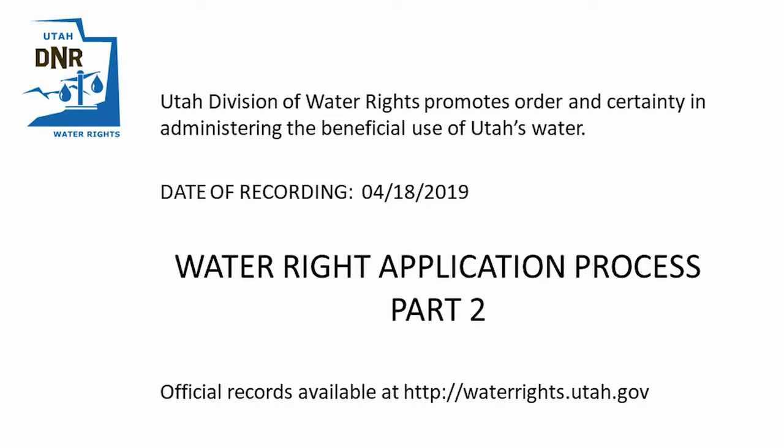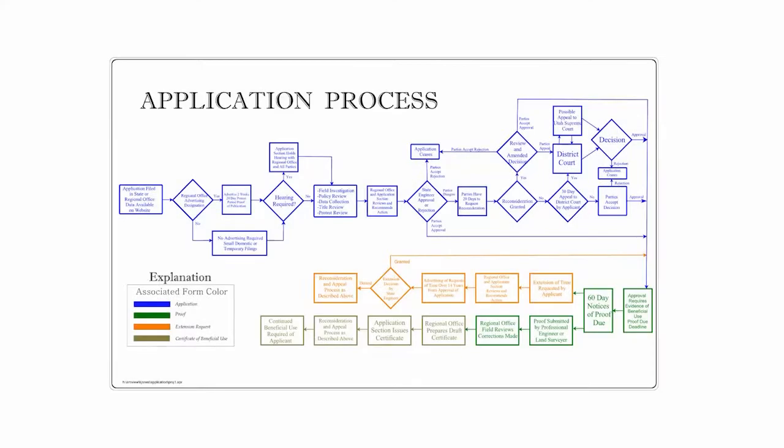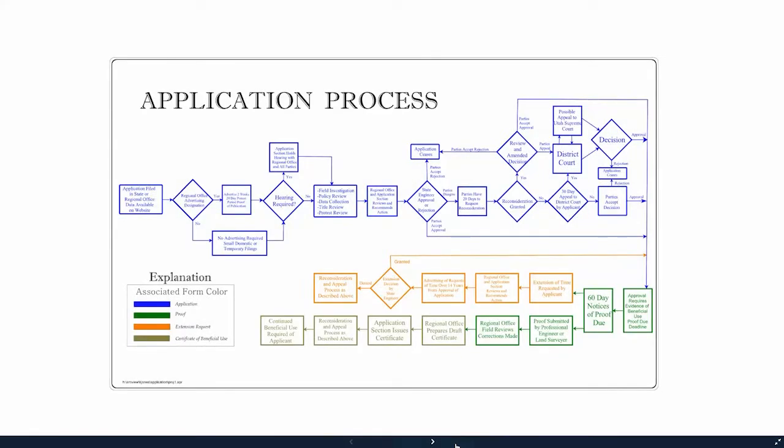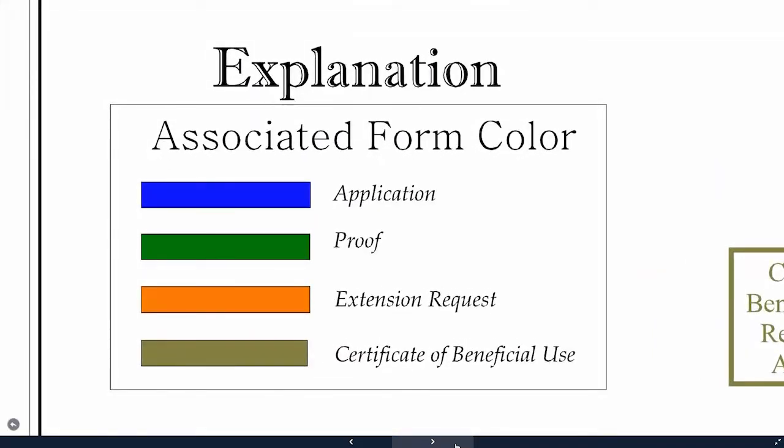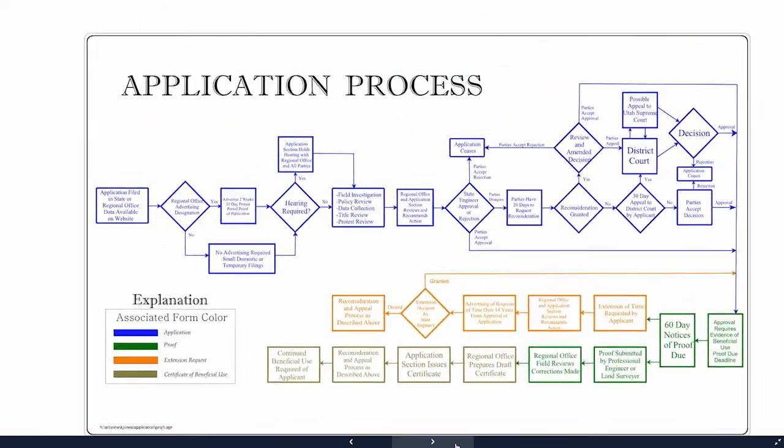This video is part 2 of a 3-part video series describing the administrative process that is followed for water right applications. This multi-step flowchart you are seeing was created many years ago to visually diagram the process from filing to certification. We will use this chart in the video series to describe the administrative steps that are completed once a water right application is filed.